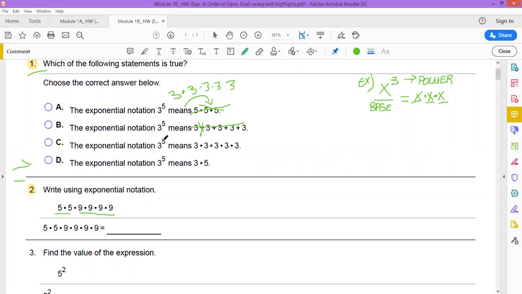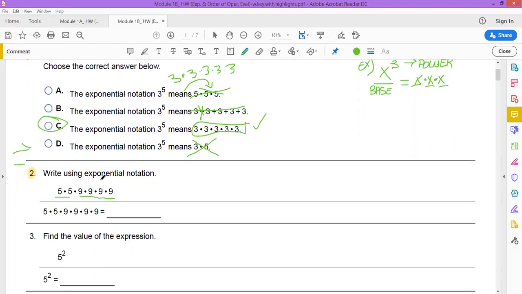Letter C, 3 to the 5th power. 3 times 3 times 3 times 3, 5 times. So letter C is correct. Now letter D, we have 3 to the 5th power, just 3 times 5. That's not correct. So our answer would be letter C. Let's move on to number 2.